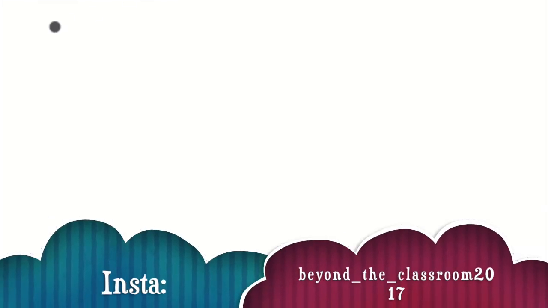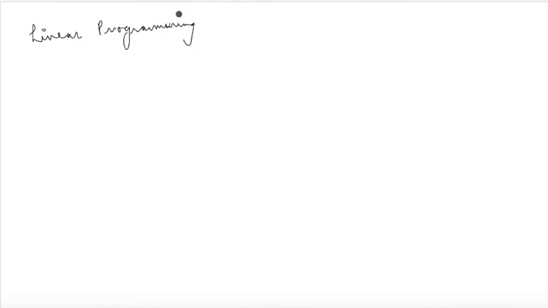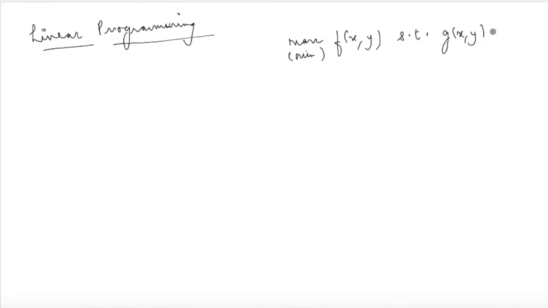So today we are going to be starting with a new topic that is on linear programming. Now, in the previous chapter, we looked at problems of constraint optimization, specifically problems stated like this, where we looked at an objective function, which we maximize or minimize, subject to a certain constraint, such as this.